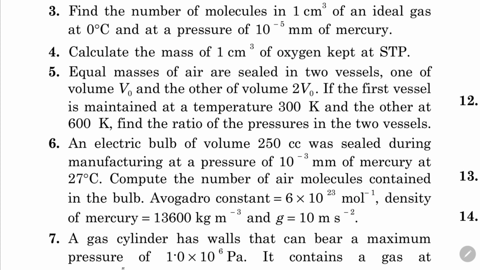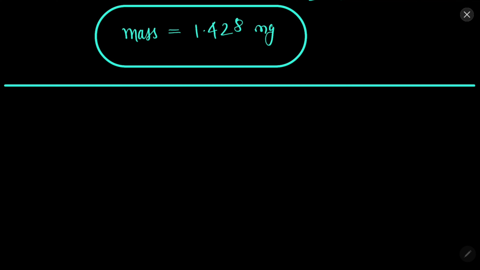In the fifth question, equal masses of air are sealed in two vessels. One has volume V0 and the other has volume 2 V0. If the first vessel is maintained at 300 Kelvin, the other at 600 Kelvin, we need to find the ratio of the pressures. Again, quite straightforward.